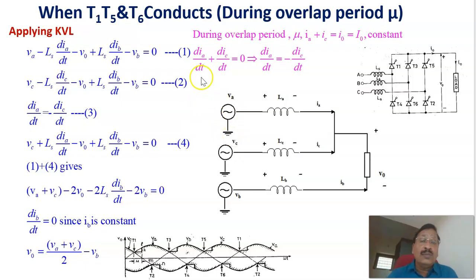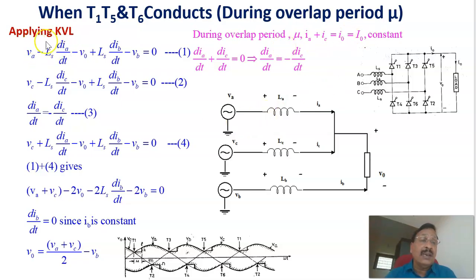In order to solve this, during the overlap period, which is here, both T1 and T5 will be conducting. During that overlap angle mu, IA plus IC will be constant, equal to the constant load current I0. Of course, through this the return current I0 flows to phase B. This is the condition.